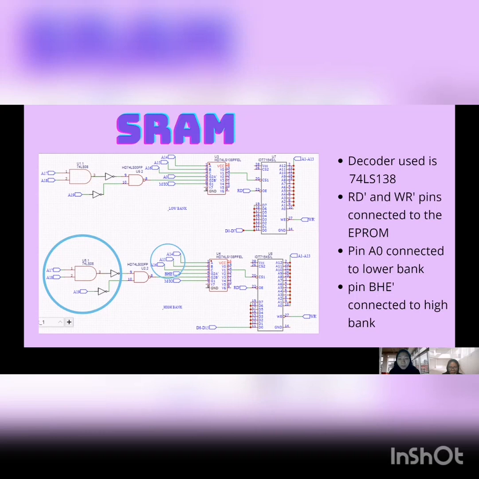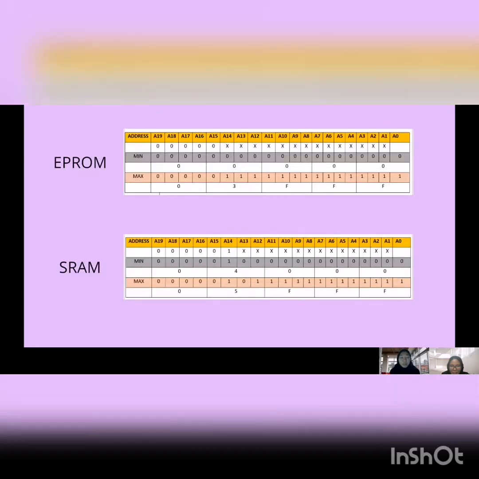Same with the EEPROM, here we use bank selection with a separate decoder. Pin A0 will be connected to the lower bank, and pin BHE will be connected to the high bank. Also, not to forget, the MIO pin from the 80X6 will be connected to the decoder. I think next slide. So here is the table for the range of minimum and maximum memory address of the EEPROM and SRAM.